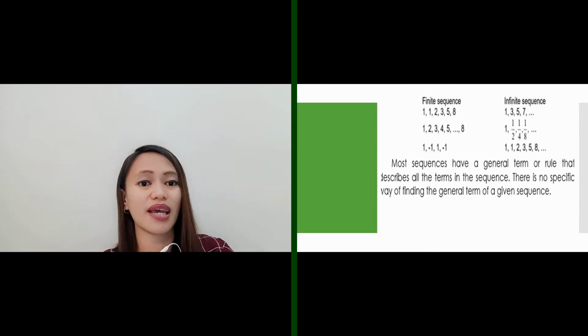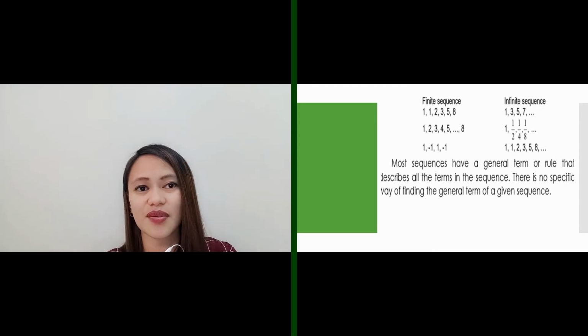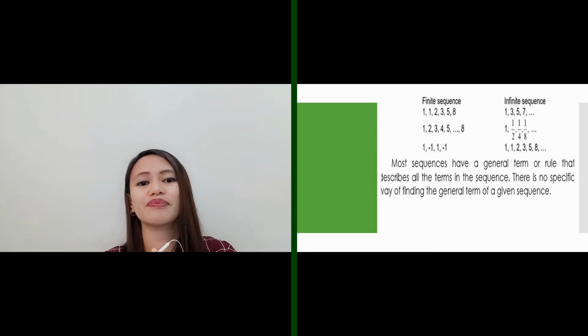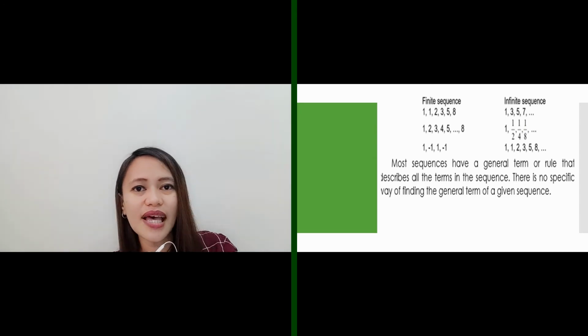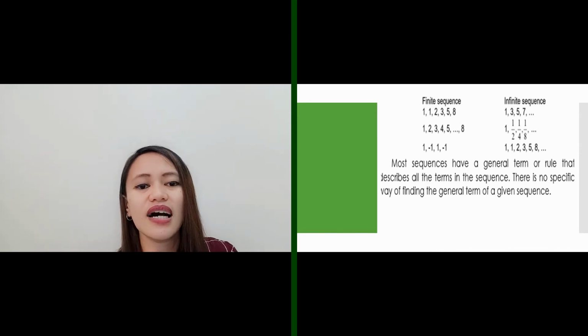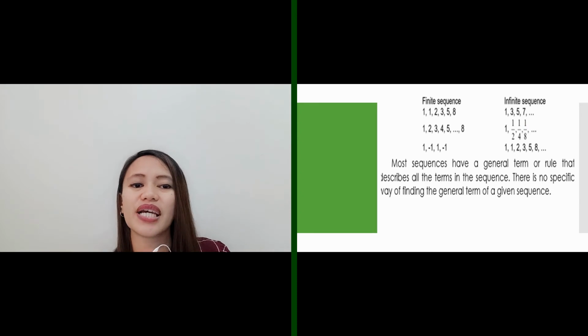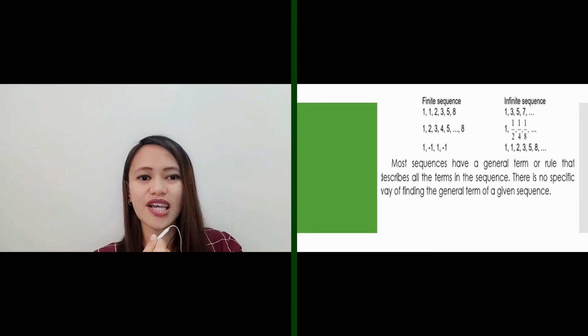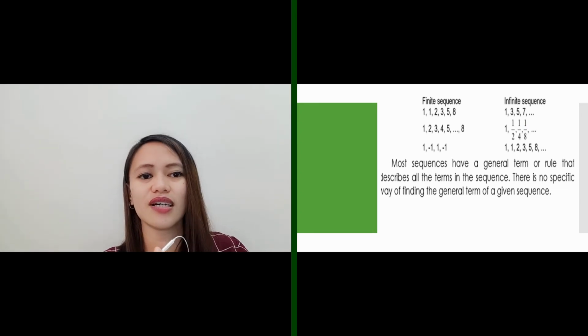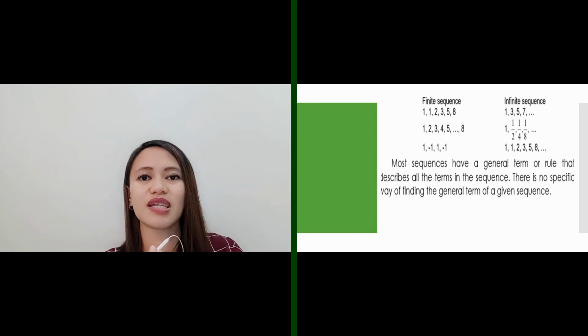So the last term is 8. That's why this is a finite sequence: 1, 2, 3, 4, 5 up to 8. So you already know what the last term is. Therefore, it's a finite sequence. Another example is 1, negative 1, 1, negative 1. So another finite sequence. And then let's have the next set of examples for the infinite sequence.